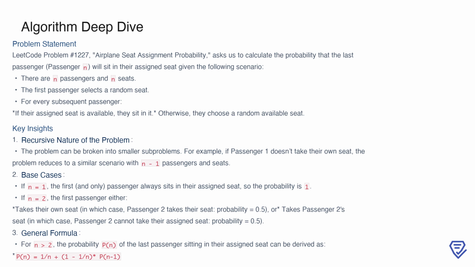Using this, a general formula can be derived: the probability for n passengers, P(n), equals 1 divided by n, which accounts for the first passenger taking their own seat, plus the probability of the recursive case scaled by the chance that the first passenger does not take their own seat. This formula becomes the basis for solving the problem mathematically.